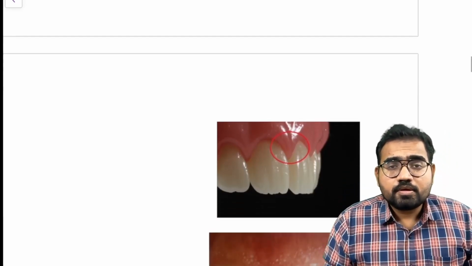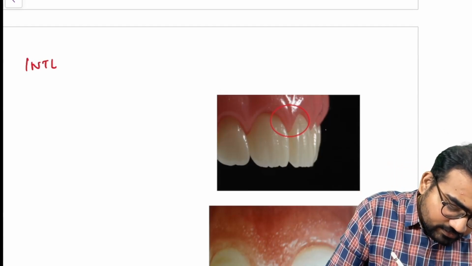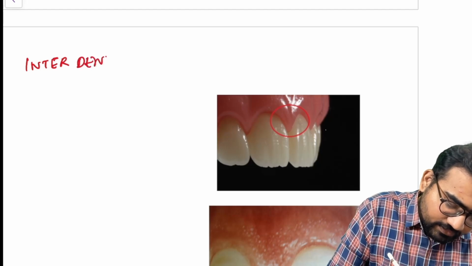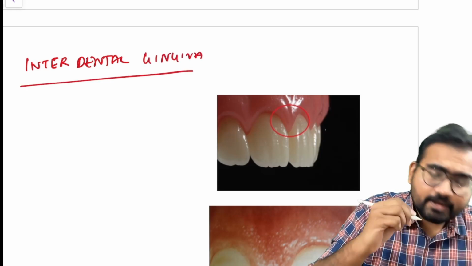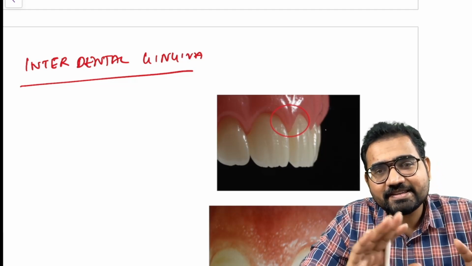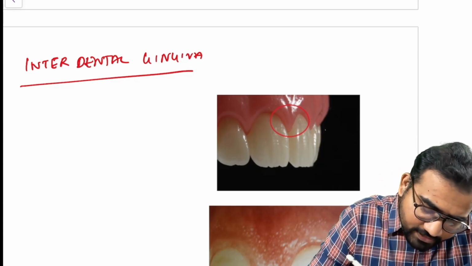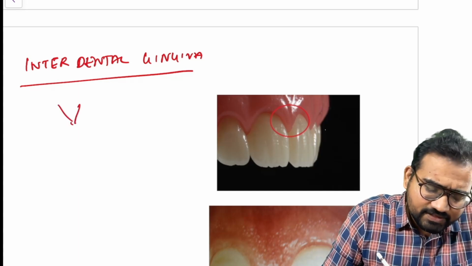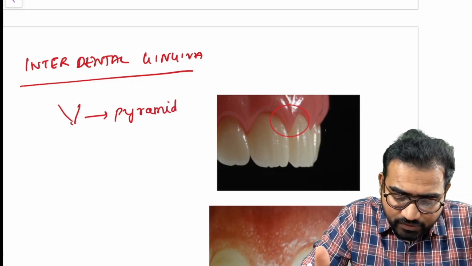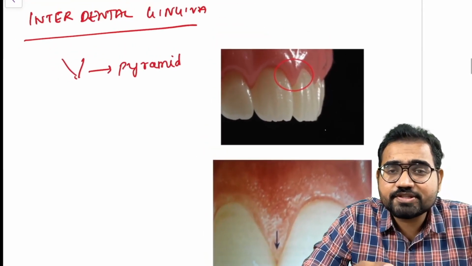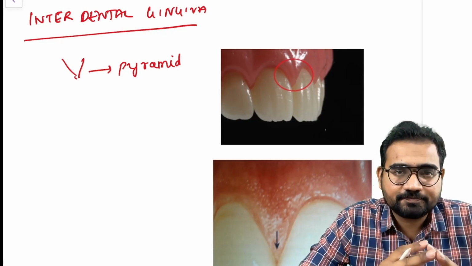Now we are moving into another part of gingiva called the interdental gingiva. Interdental gingiva, very simple. In the anteriors, as you see here, it will be extremely sharp. Doesn't it look like a pyramid? Yes. So the interdental gingiva is the part of gingiva which is present between your teeth at the contact point, and it fills the interdental spaces.